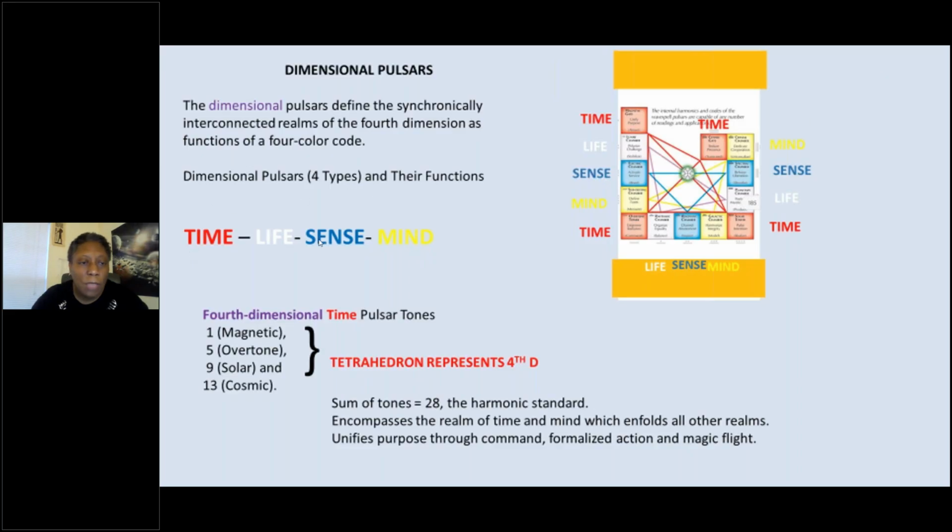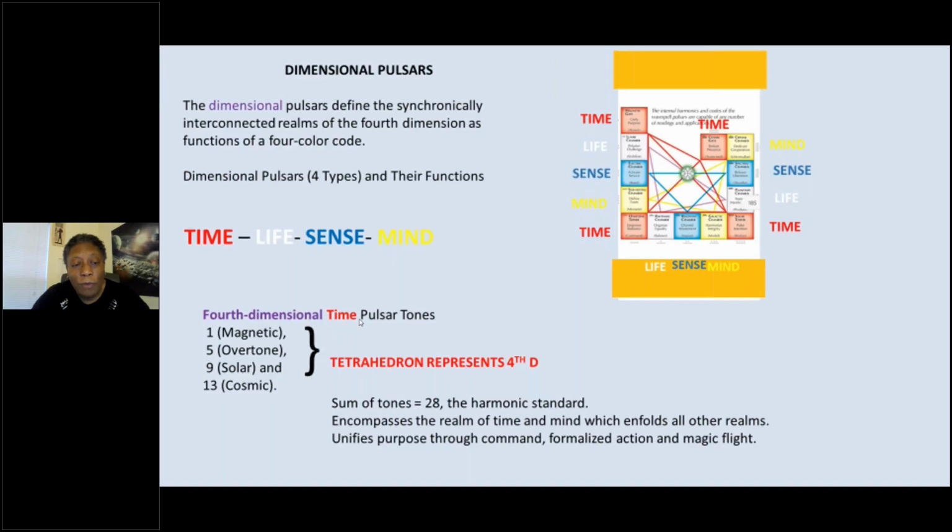It's never going to go time, sense, okay? It's never going to go life, mind. There's no skipping. Just like we don't skip red, white, blue, and yellow. The same type patterns that we look for in our wave spells and the castles. In our lives. So the dimensional pulsars define the synchronically interconnected realms of the 4th dimension as functions of a 4-color code: red, white, blue, yellow. Dimensional pulsars are 4 types. What are those types? Time, life, sense, mind.